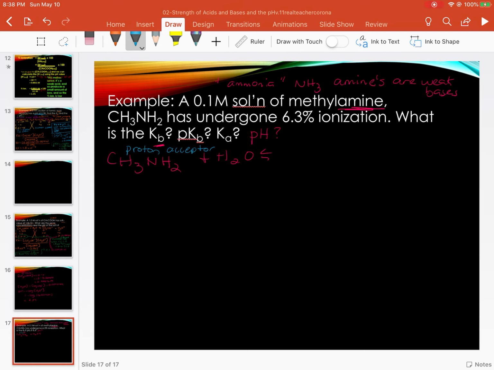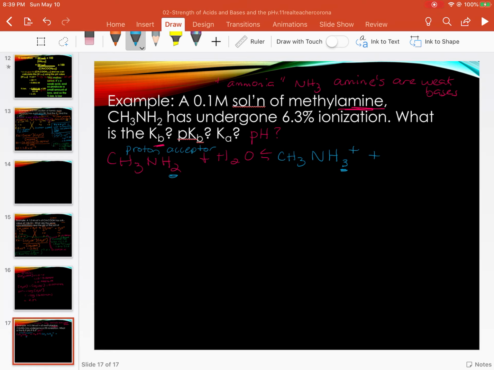Proton acceptor, not donor, sorry. So that means that instead of NH2, it's going to be NH3. It has accepted a proton. It also is going to have a positive charge. But actually the cation, even the NH3, that's not really important.